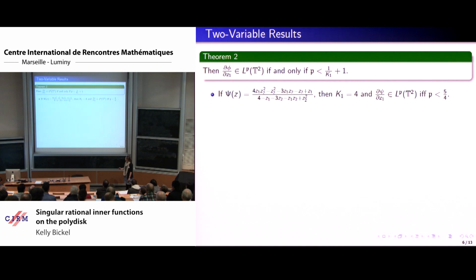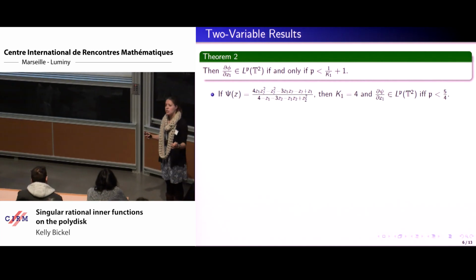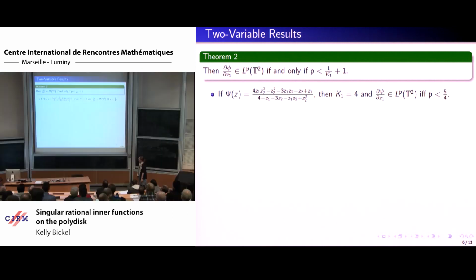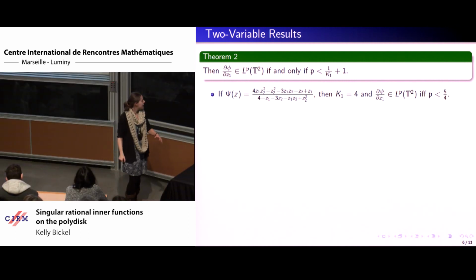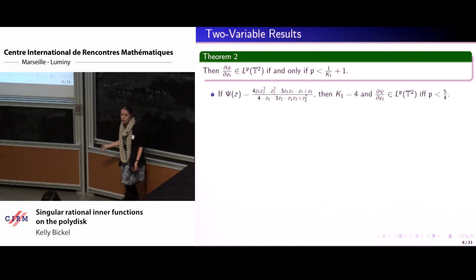All right. And it turns out that we can use this notion of contact order to completely characterize the derivative integrability of our rational inner functions. In particular, the partial derivative of our rational inner function with respect to the first variable is in L^p if and only if p is less than 1 over the contact order plus 1. So in the setting of our favorite rational inner function, it's a fairly simple computation to show that the contact order is equal to 2.